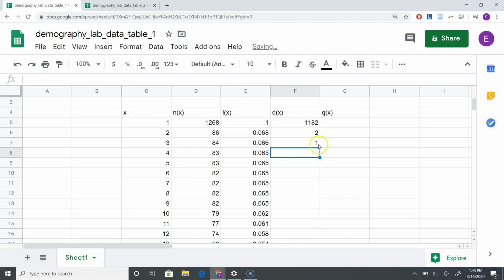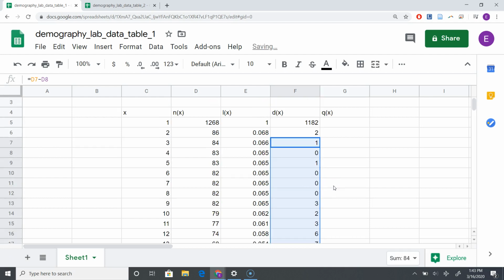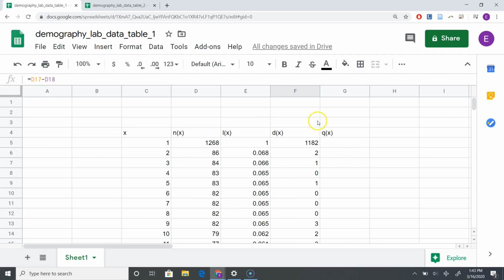And you don't have to keep doing this. This one's kind of simpler. You can just drag this down and it will get basically the right formula for you. It is, yep, D8 minus D9. Let's just check a random one. Yep, D16 minus D17, perfect. So this is our mortality right here.